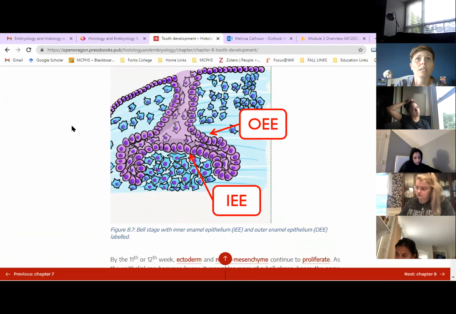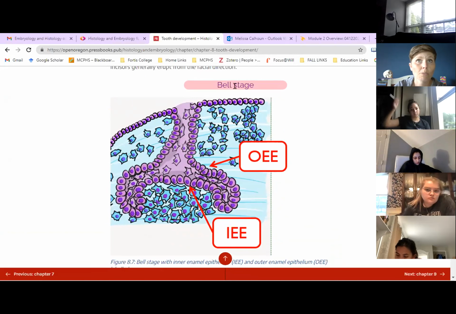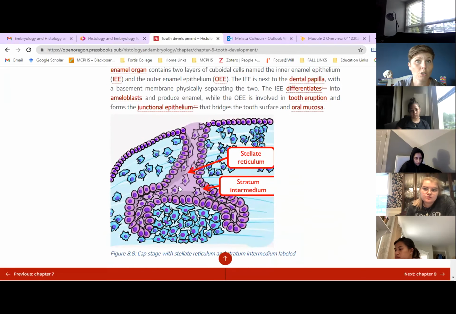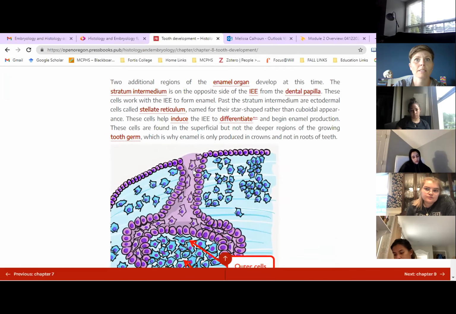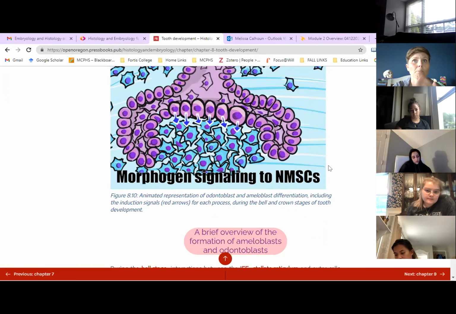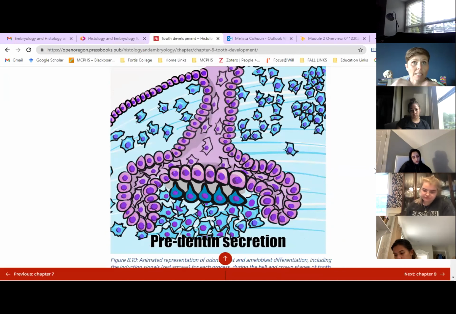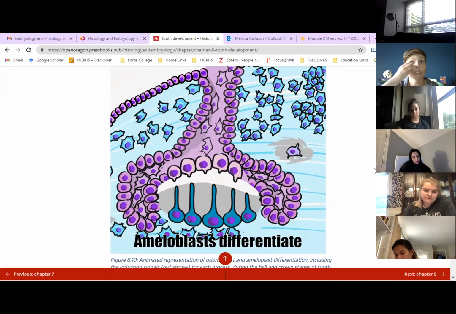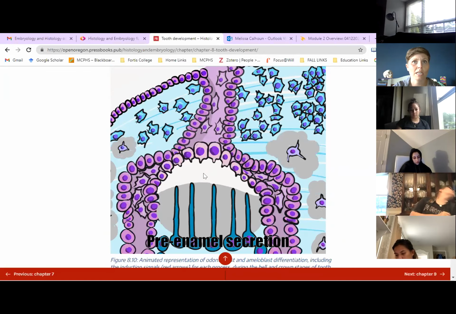So here is, like I said, your Bell stage. You have your outer enamel epithelium and your inner enamel epithelium. And then you have your stellate reticulum, and then your stratum intermedium, which is not the little star-shaped ones. I think this gives a much better view: the odontoblasts start to differentiate, they make dentin, and then your ameloblasts are doing the same thing. They're signaling, and here's your enamel and your dentin.